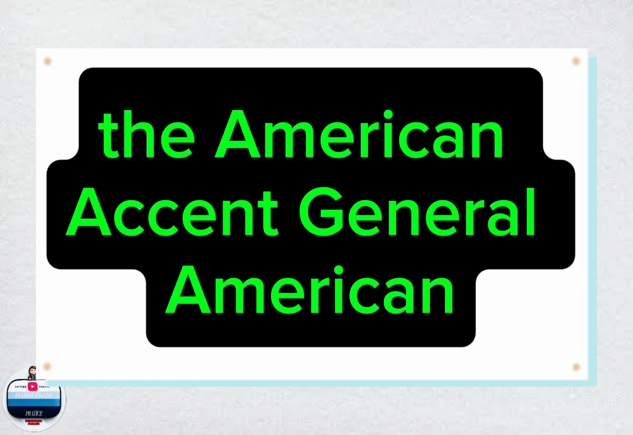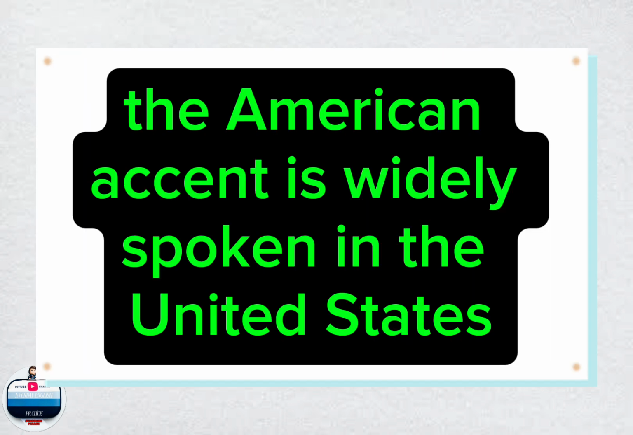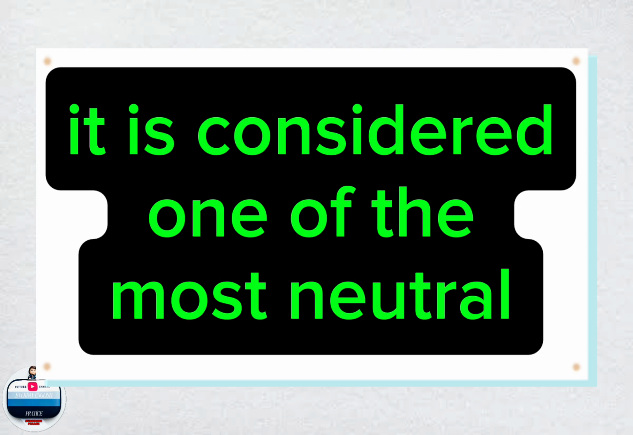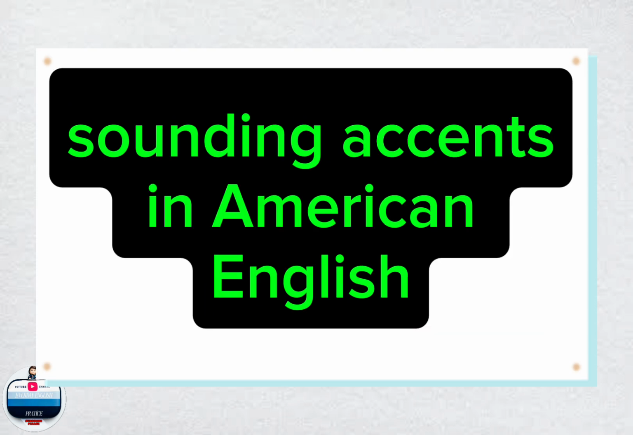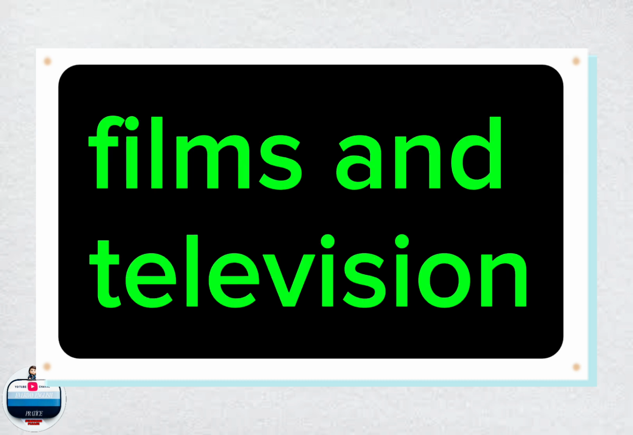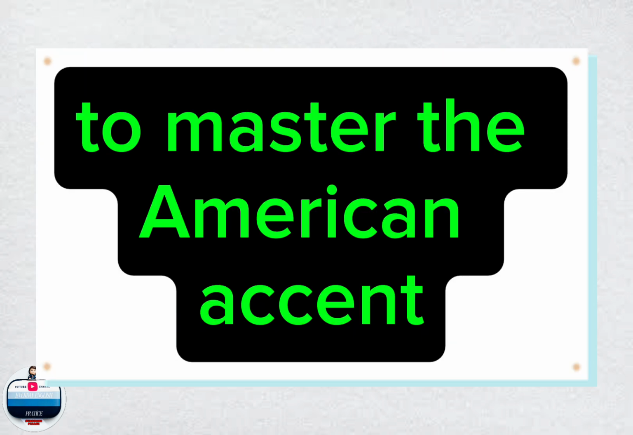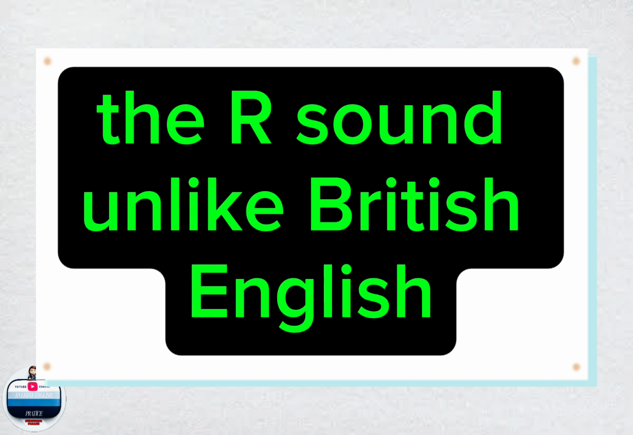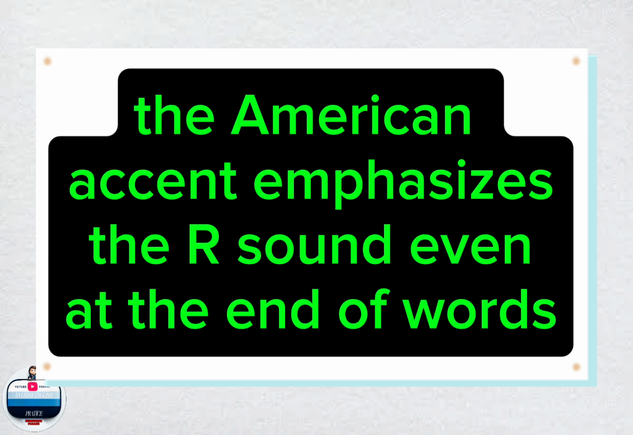The American accent, General American. The American accent is widely spoken in the United States and is often referred to as General American, GA. It is considered one of the most neutral-sounding accents in American English, making it commonly used in the media, films, and television. To master the American accent, there are some crucial aspects to focus on. The R sound. Unlike British English, the American accent emphasizes the R sound, even at the end of words.